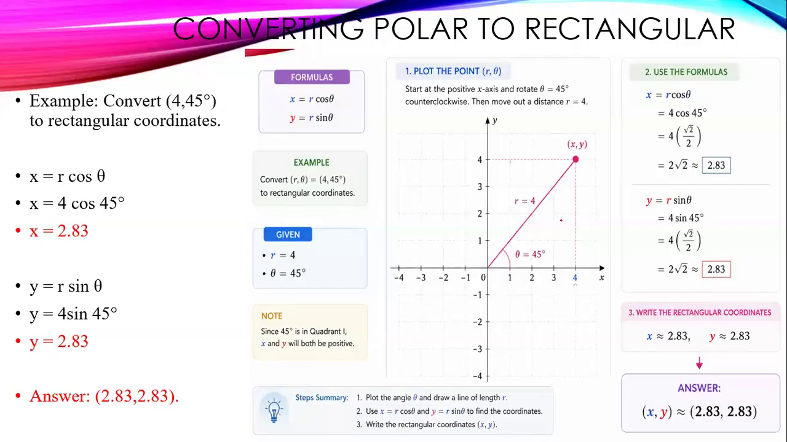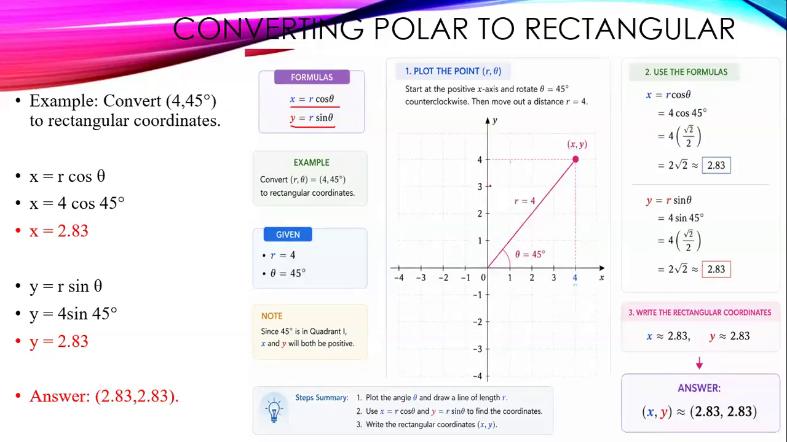Then we're converting polar to rectangular. So we need to convert 4 at 45 degrees to rectangular coordinates. So again, we have our formula here, which is x is equal to r cos theta. Then we have y, which is equal to r sine theta.